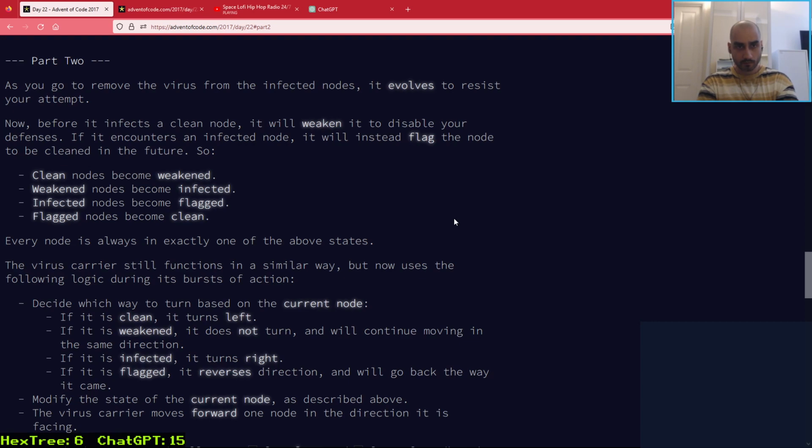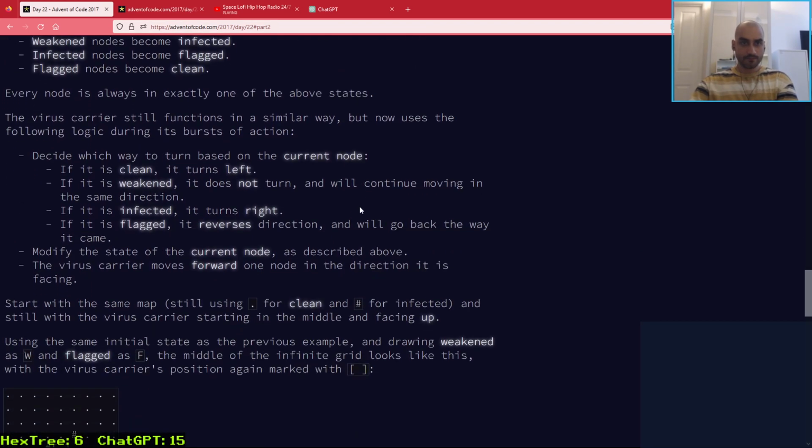Okay. Alright, so if you're clean, you go left. If you're weakened, you don't turn at all. If you're infected, you turn right. If you're flagged, you turn 180. Okay. Just an easy modification. And then we follow this rotation.